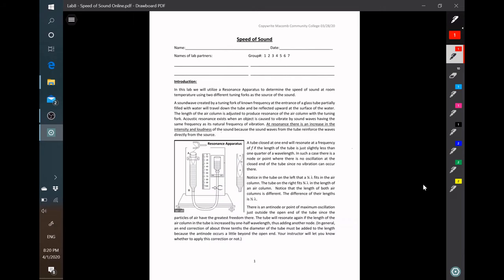At the very bottom, it mentions that you should actually add an end correction because the antinode is not formed immediately at the open end of the tube. It's actually a little bit further. And then it says your instructor will let you know whether to apply this correction or not. I am not worried about it, so don't worry about it.